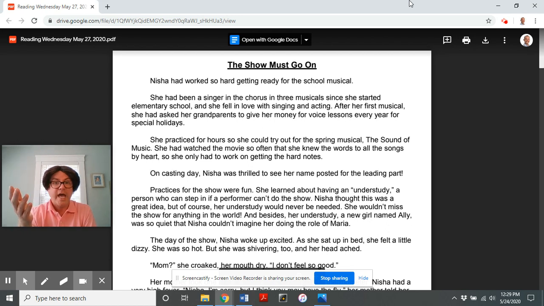She auditions, and she is delighted, character feeling, she's delighted to get the main role of Maria in The Sound of Music. And she practices and she learns there's such a thing as an understudy, which means there's another person that learns all of the same songs and all of the same movements just in case you can't perform for the performance. Nisha says, "Oh, well, I won't be needing Allie to step in because there's no way I'm missing this show." And so she works really, really hard.